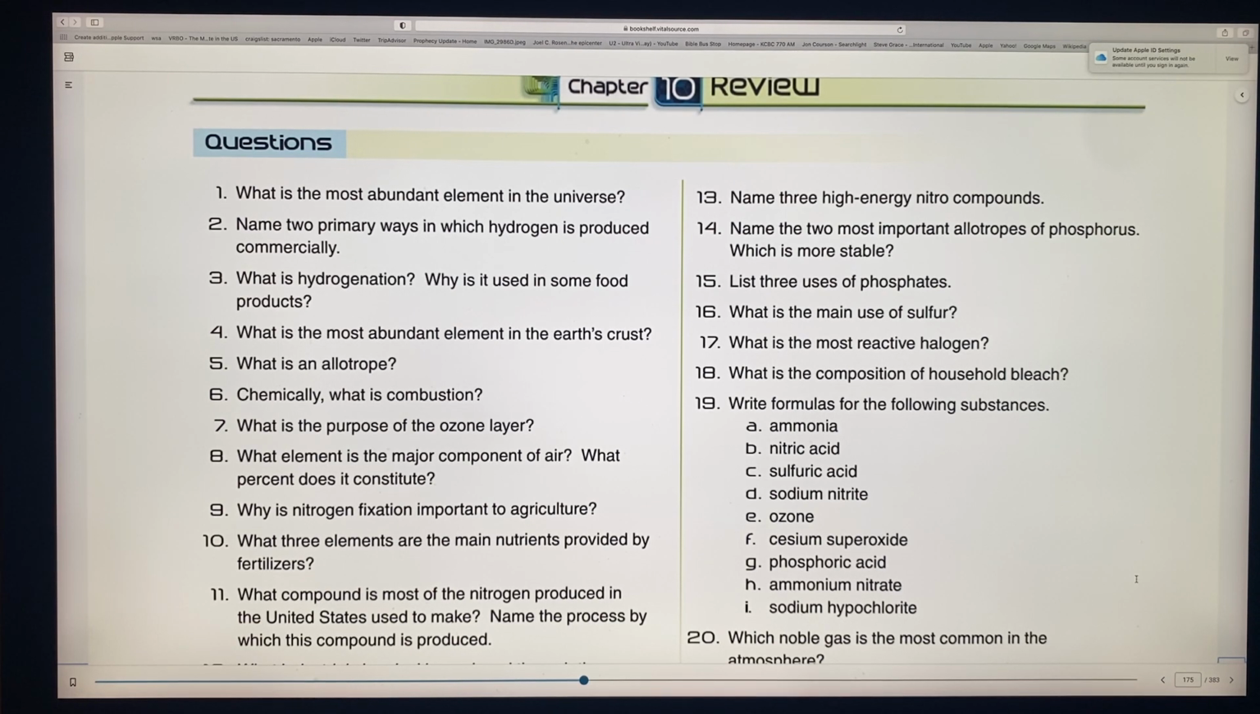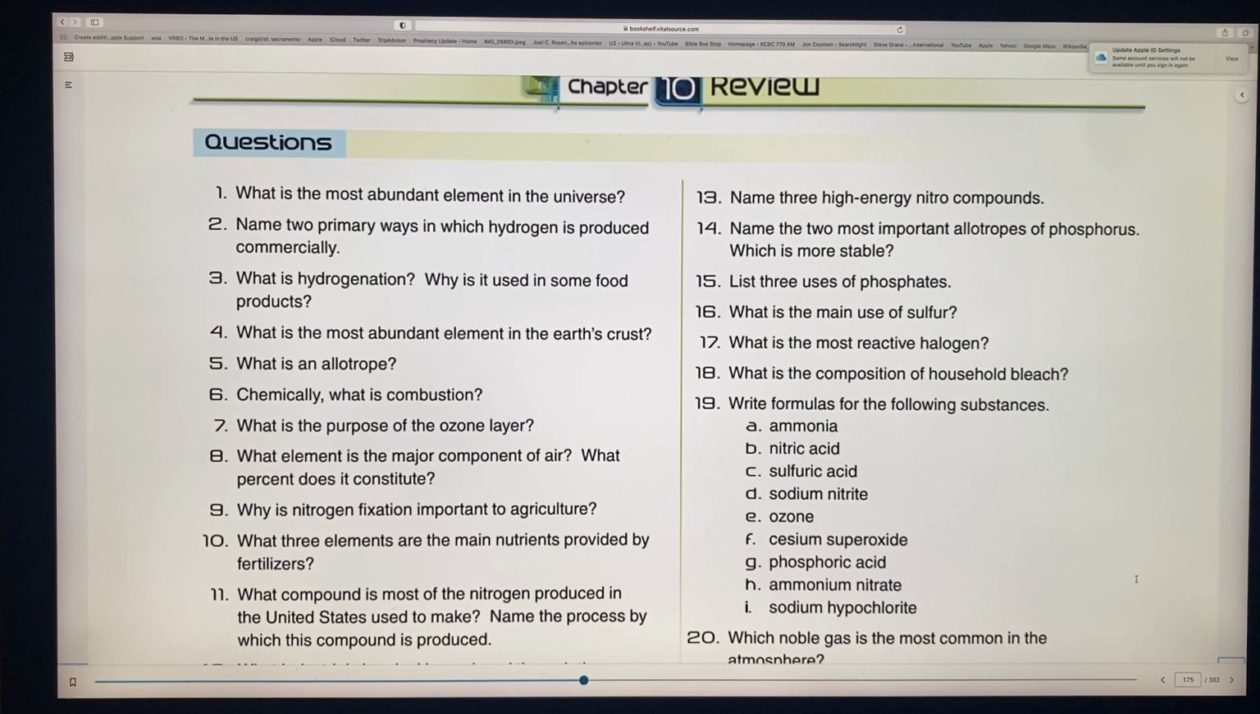What is hydrogenation and why is it used in some food products? It's adding hydrogen to things, right? And they especially use it in oils like margarines that have been liquid, to be able to make them firmer. They would process food, and this hydrogenation would make it more solid and easier to preserve. So hydrogenation in food is not so good. Kind of processed food. What is the most abundant element in the Earth's crust? I hope you knew oxygen is actually.